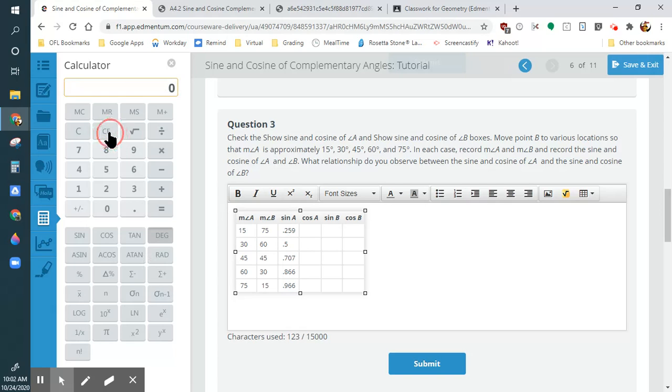Now, let's take a look at this. This is kind of interesting. Let's say we do 15 and we do the cosine. That looks a lot like this one. And we already know that the sine of this is going to be the cosine of this one. So I'm just going to put that in now. We already proved that with the last one.